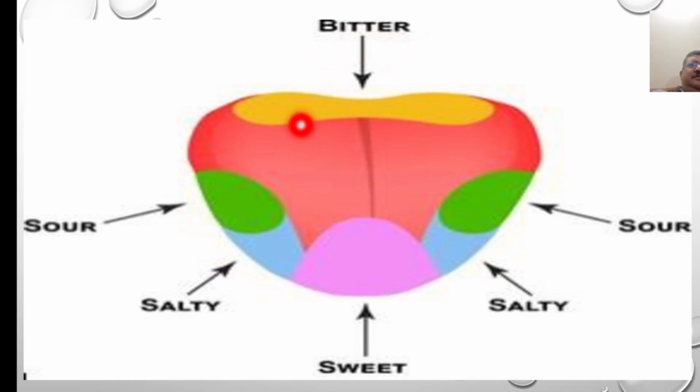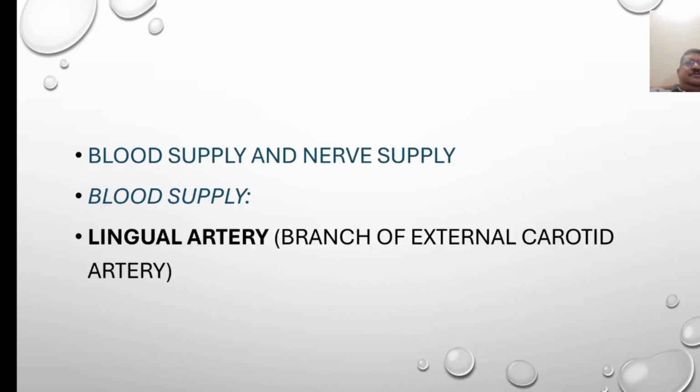This area, this area, it is for bitterness, and this area of tongue is for sour. This one is for salty. This area of the tongue, it is for sweetness. This area of tongue is salty, and this is sour. So these are the specific area for different taste.